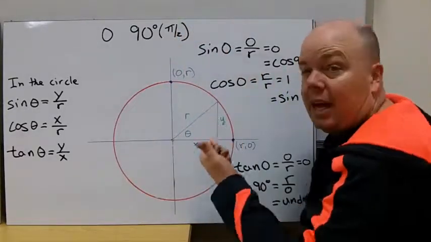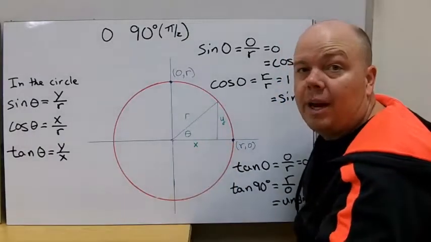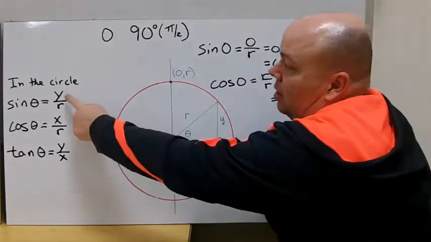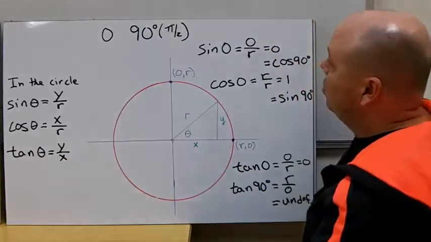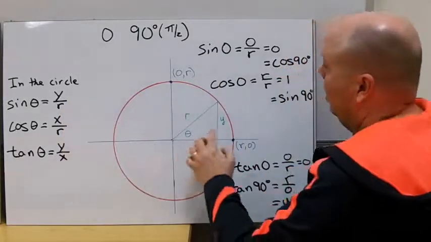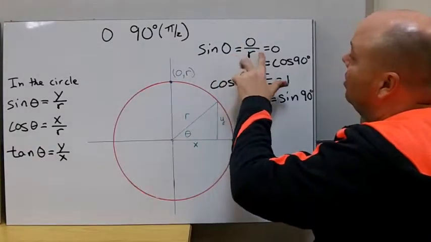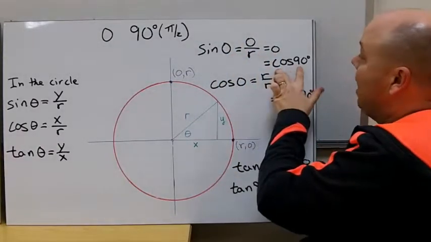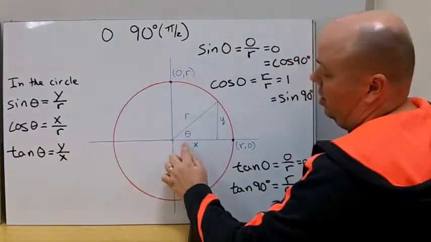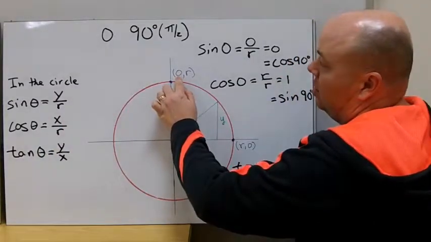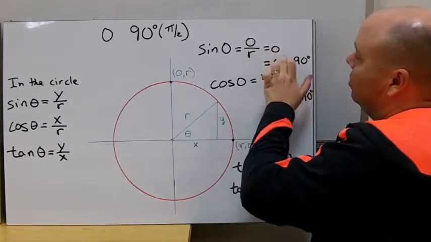If you remember, the sine of an angle is equal to the y value over the radius. Sine is equal to y over r. Cosine is equal to x over r. Tangent is equal to y over x. So for a 0 degree angle, I'm down here, the y value is 0, so the sine of 0 is 0. And that's the same as the cosine of 90 degrees. The cosine of 90 degrees would be x over r. x would be 0, and the radius was 1. So the cosine of 90 degrees is also 0.